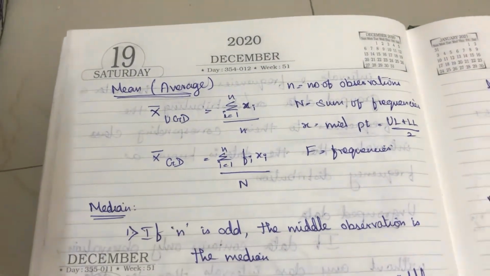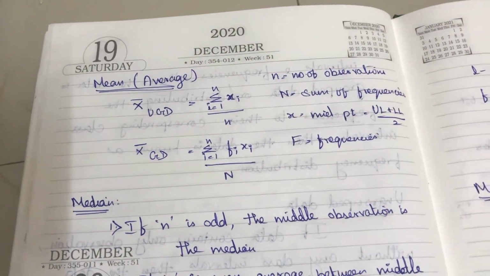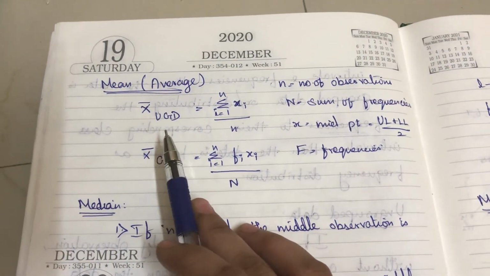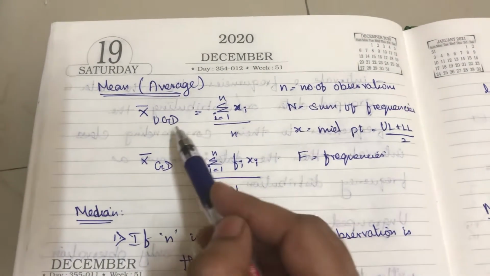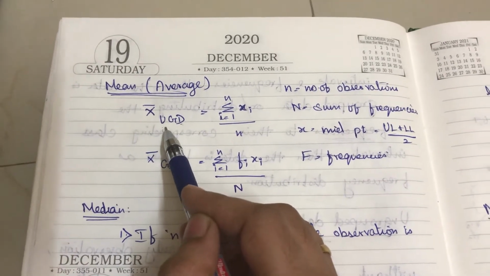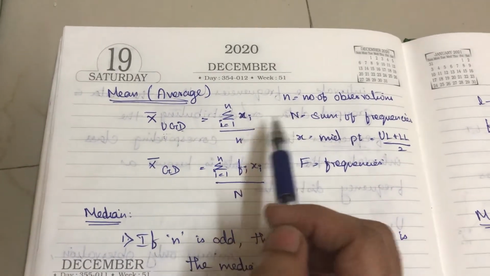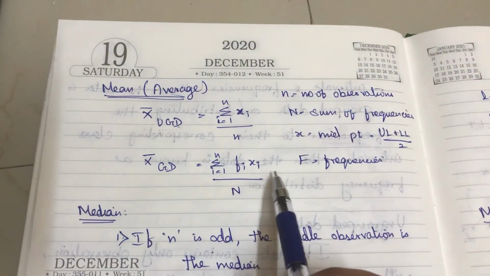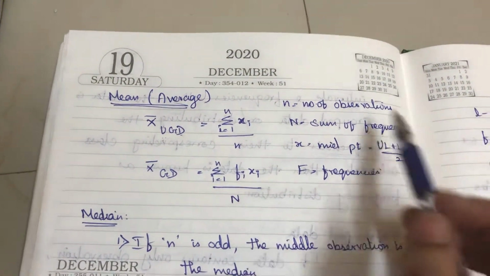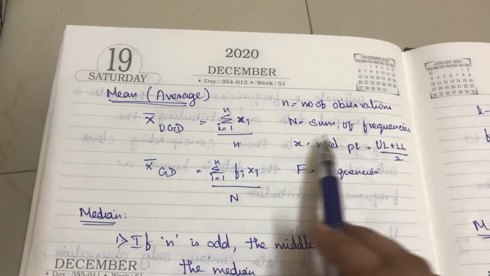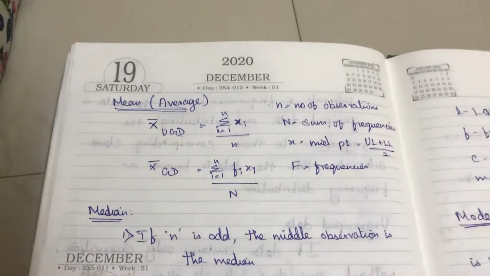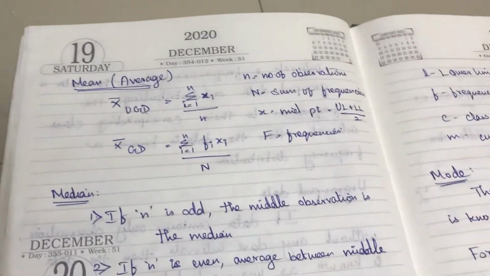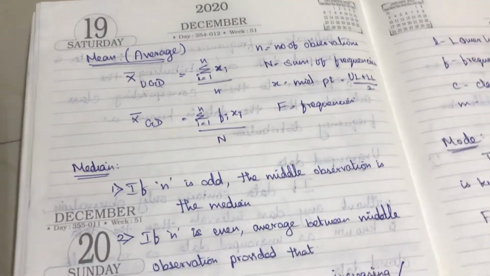Next, what is average? Average means x bar. For UGD, which is nothing but ungrouped data, it will be equal to summation xi by n. If it is grouped, it is summation f into xi by n. Here n is the number of observations, f is the frequency and x is nothing but the midpoint.